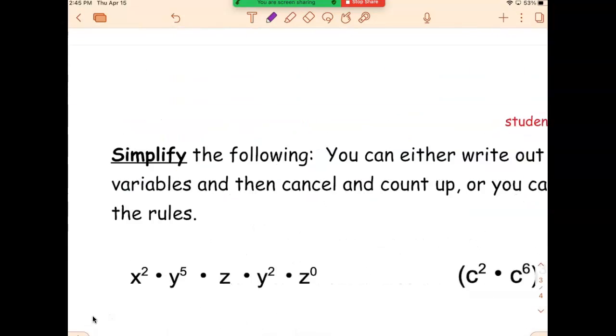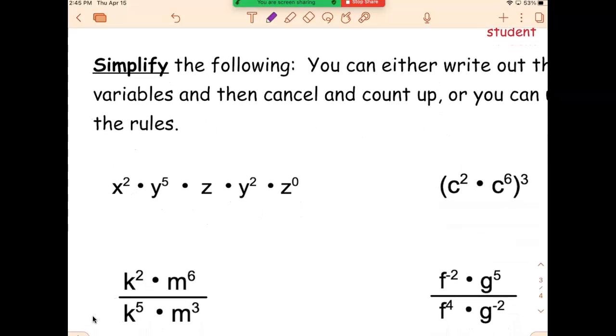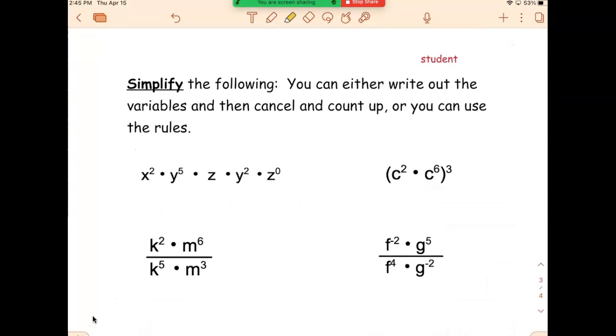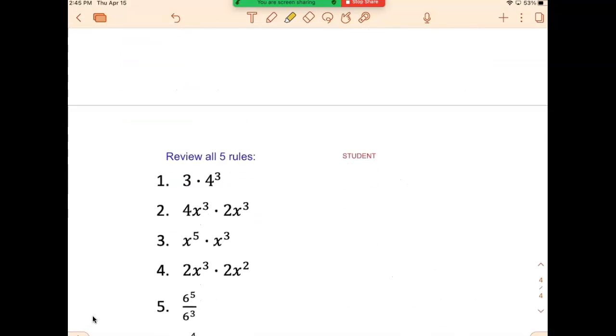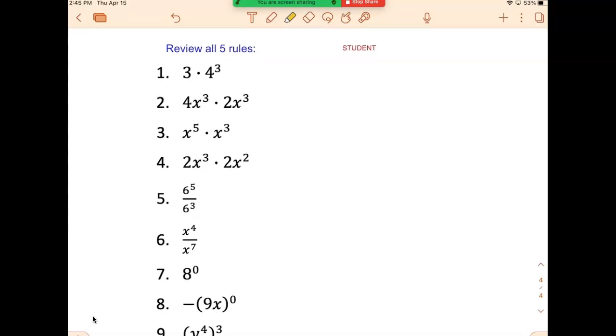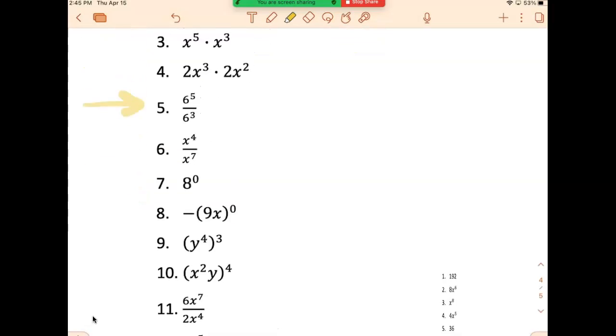On our next page, this page specifically says it's for students. So you are going to try to do these problems. And then on the last page, it is also a student page. And this is reviewing all 5 of the rules with some numbers and some variables. So going back way from a couple weeks ago, when we did use numbers, and then you may need to get your calculator out for problems like number 1 or number 5 and so on.